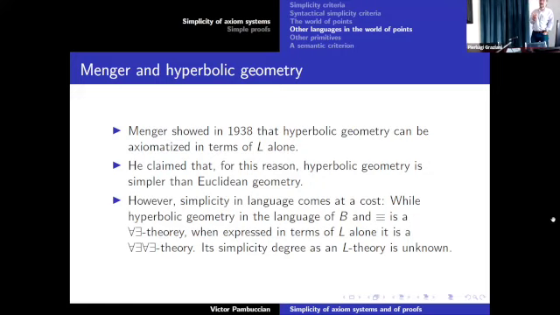complexity of your language because you have just one ternary relation, this collinearity. But this ternary relation now forces a much more complicated quantifier complexity of your system. So in other words, there is no axiom system in terms of collinearity that avoids having an axiom that is for all there is, for all there is. The simplicity degree of this L theory is unknown.